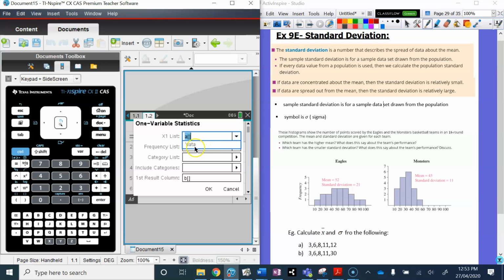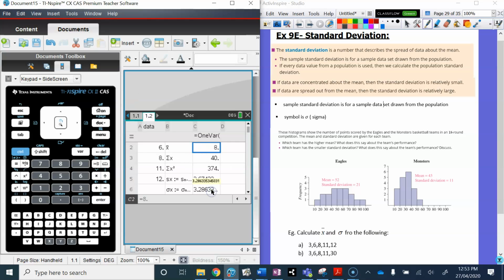My data list, the heading on that column was data. OK, and so I've done my stat calculations that we've been quite used to by now. The measure of standard deviation we haven't highlighted just yet. As you scroll through the list there, you'll see the sx. That represents the standard deviation.